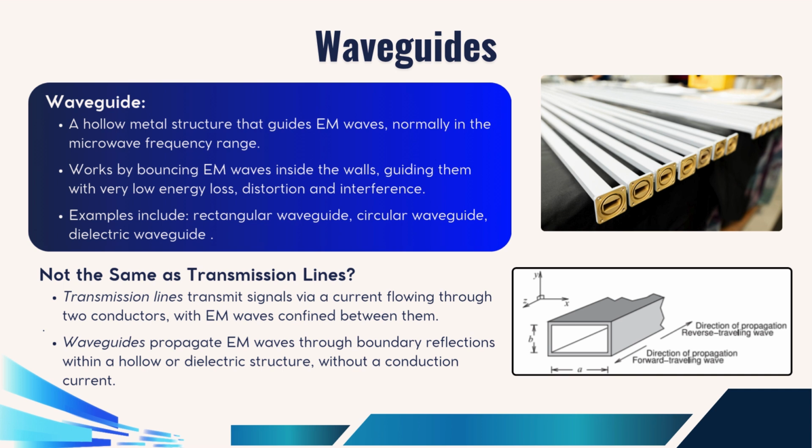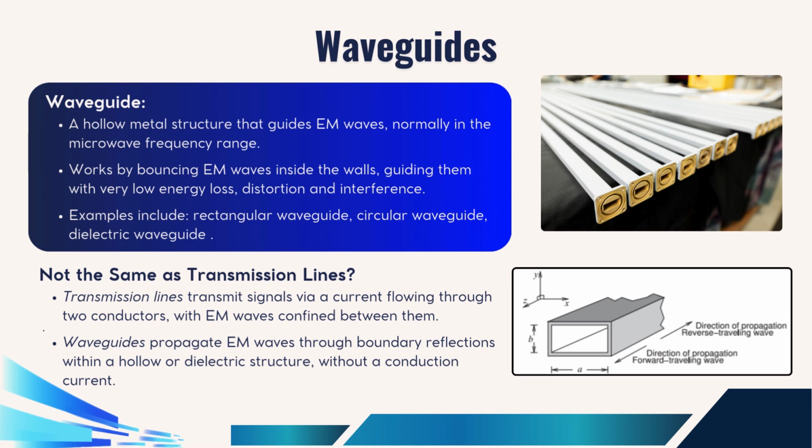Now let's talk about waveguides. So waveguides are a hollow metal structure that guides EM waves, normally in the microwave frequency range. They work by bouncing EM waves inside the walls of the waveguides, helping to guide them with very low energy loss, distortion, or interference. So examples of these include rectangular waveguides, circular waveguides, and dielectric waveguides.